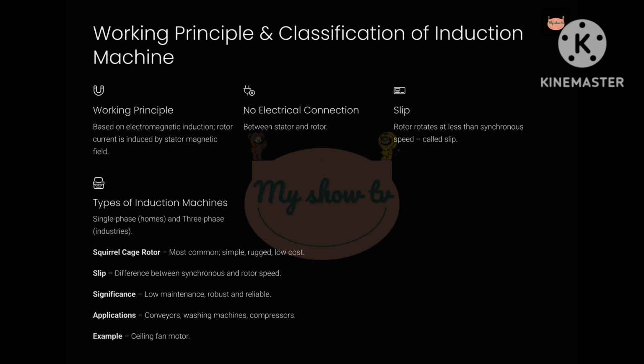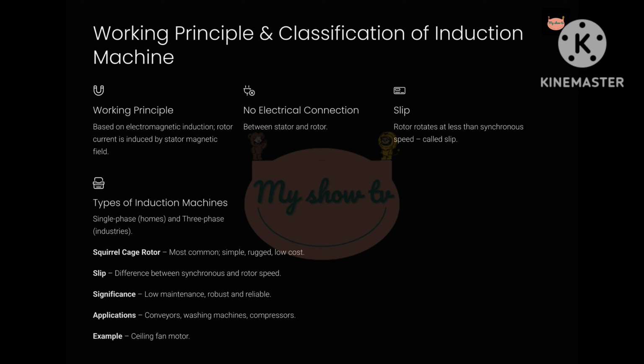However, the rotor never catches up to the stator's magnetic field speed. This difference is called slip. There are two main types. Single-phase induction motor, used in homes, for fans and small appliances. Three-phase induction motor, used in factories, pumps, conveyors. Squirrel cage rotor is widely used because of its rugged design and low cost.